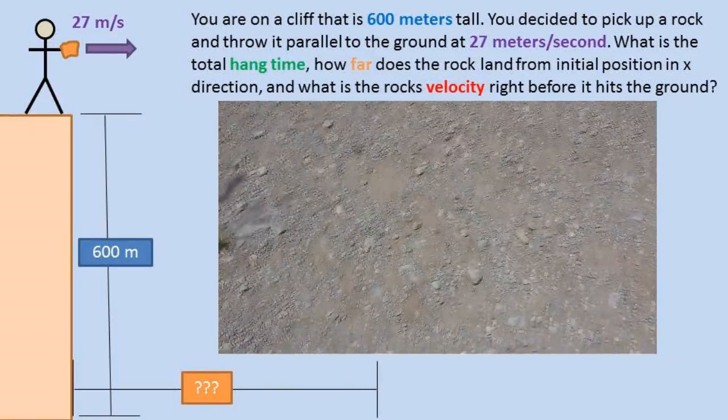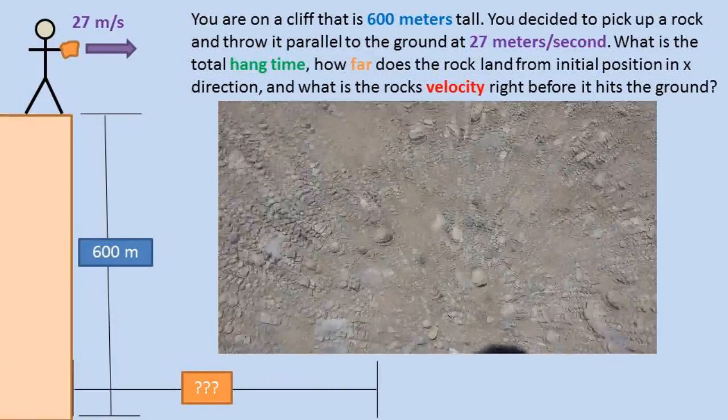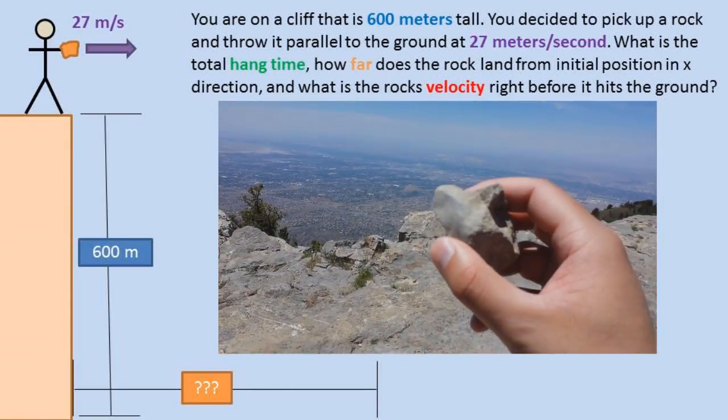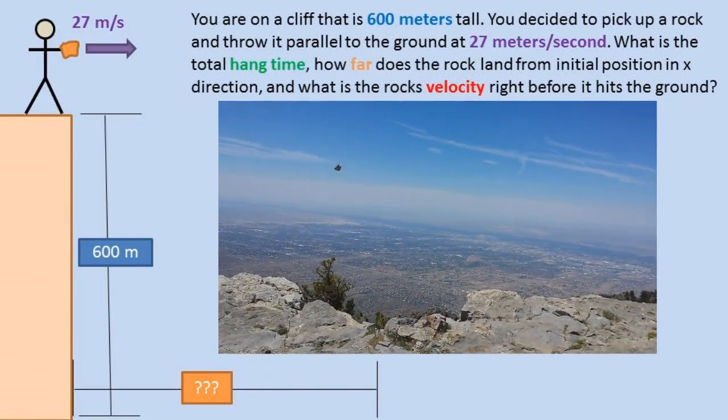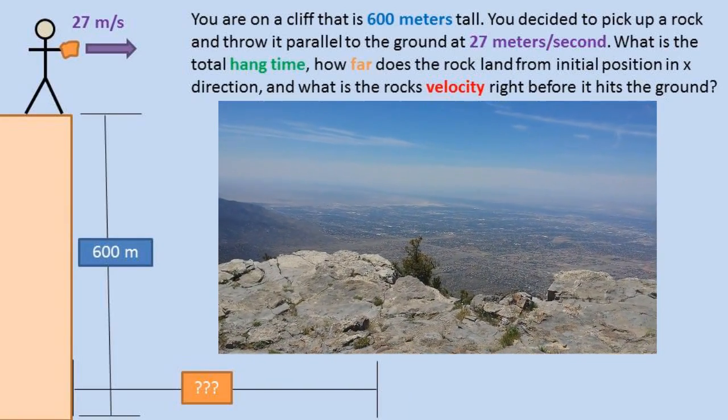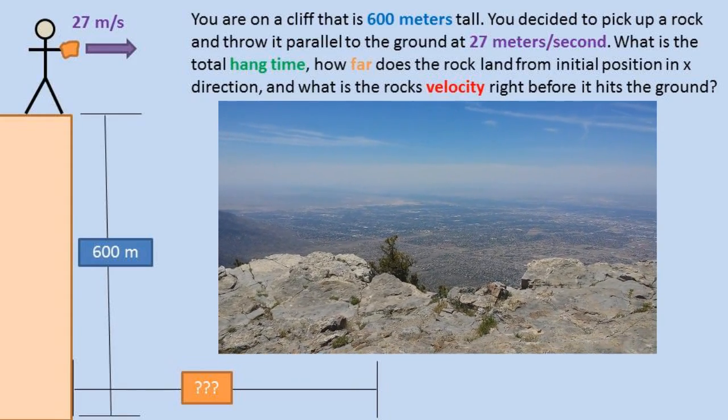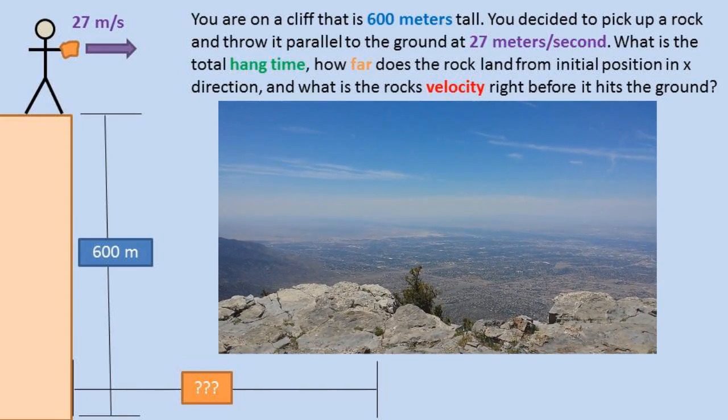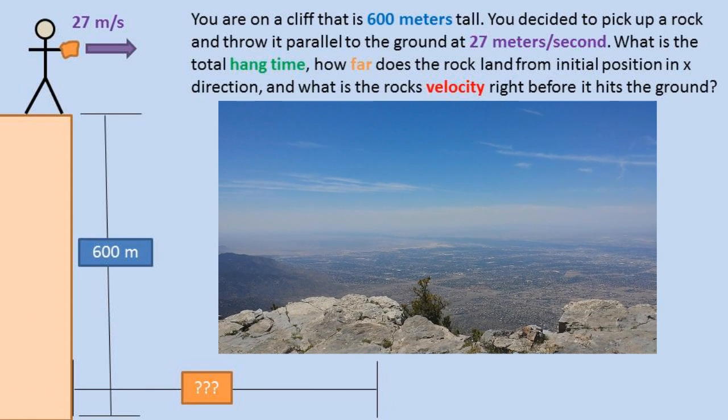You are on top of a cliff that is 600 meters tall. You decide to pick up a rock and throw it parallel to the ground at 27 meters per second. What is the total hang time? How far does the rock land from initial position in the x direction? And what is the rock's velocity right before it hits the ground?